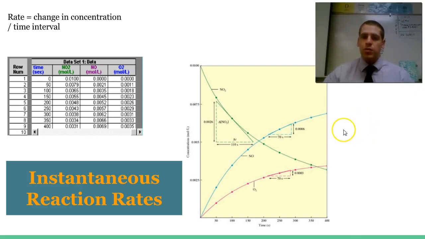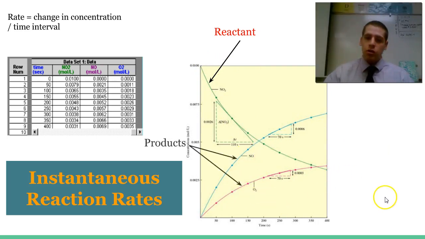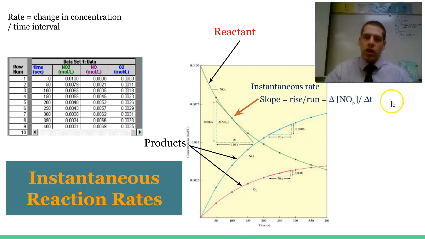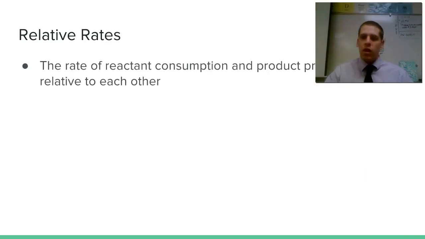And what you have to do is basically find the slope or the derivative at a certain point, right? So just looking at this, we can tell right away we have one reactant because one is decreasing, and NO and O2 are our two products, okay? Reactants are always decreasing, products are always increasing. The instantaneous rate at a given time point would be the slope of that line, the rise over run at that particular point.